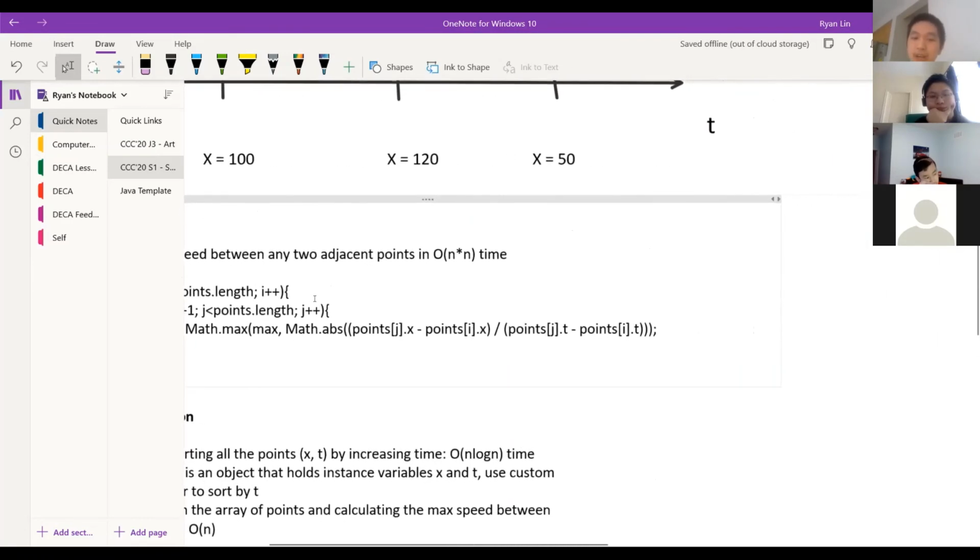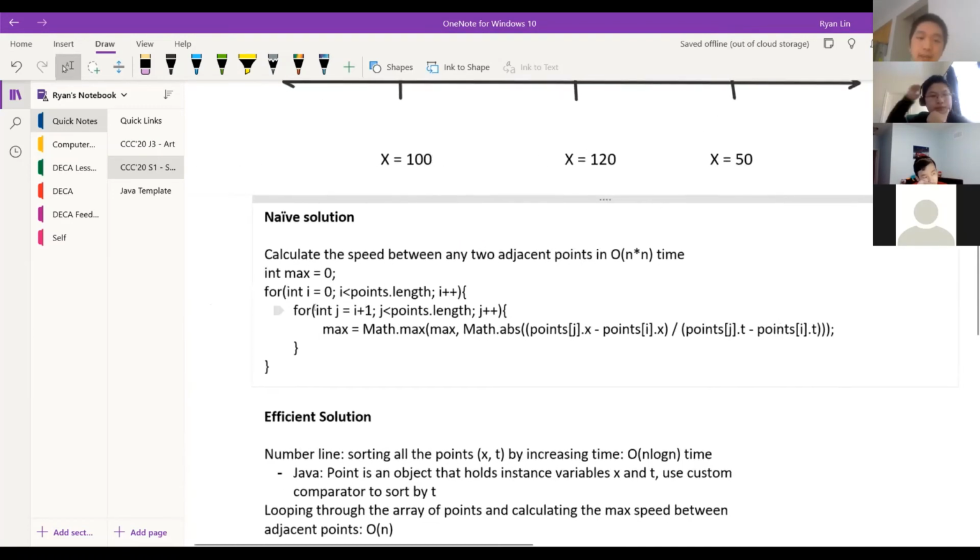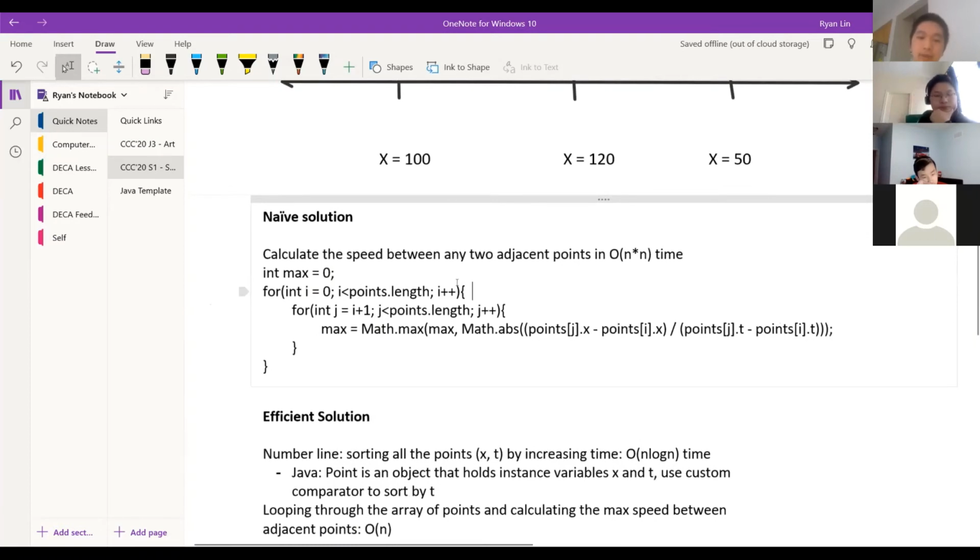This is not going to give you the full marks because it takes n times n time. So how do we know it's n times n? How many times does the outer for loop run? N times, right? The number of points. And how many times does the inner for loop run? Well, it runs n times. So every single time the outer for loop runs, the inner for loop runs n times. So the time is n times n.